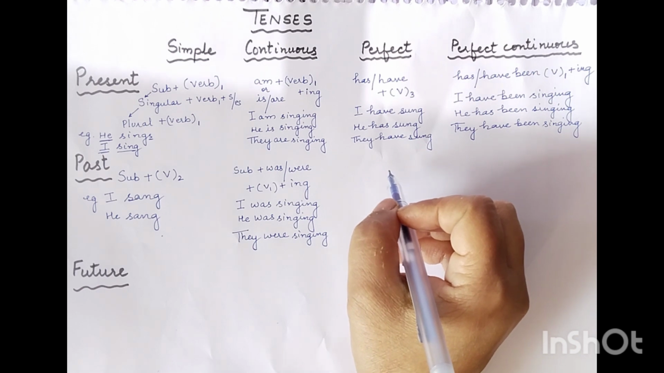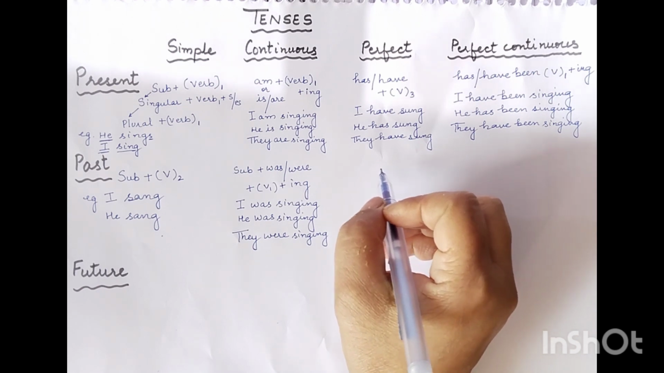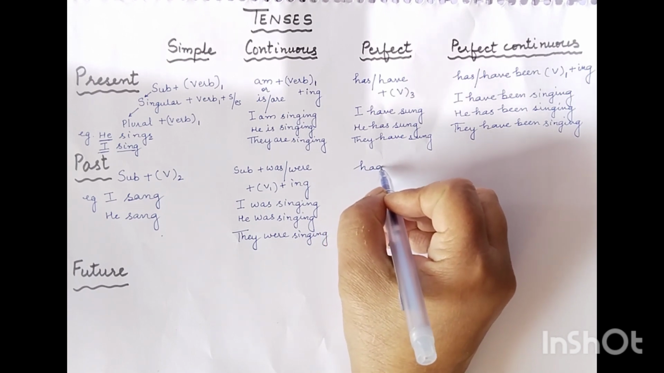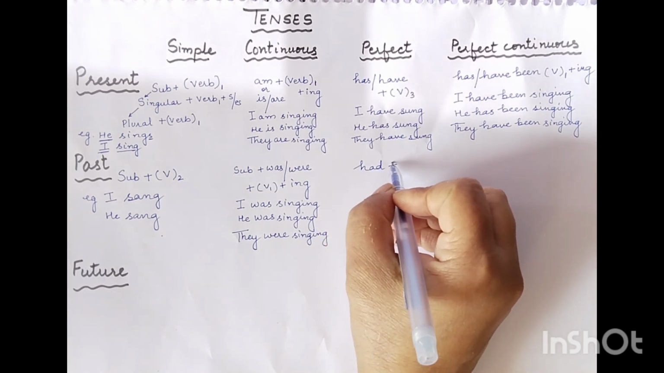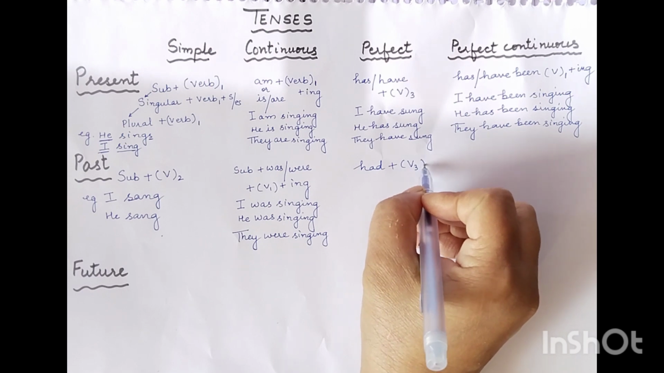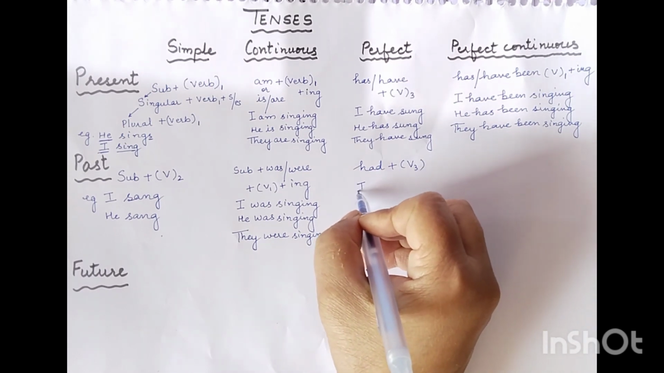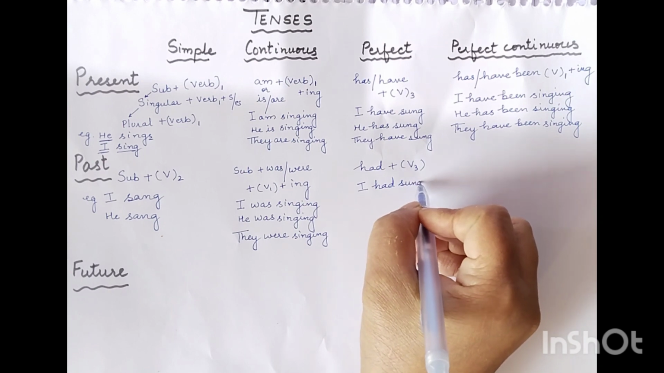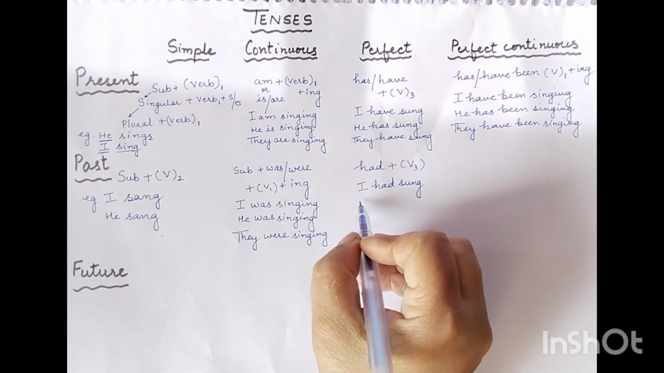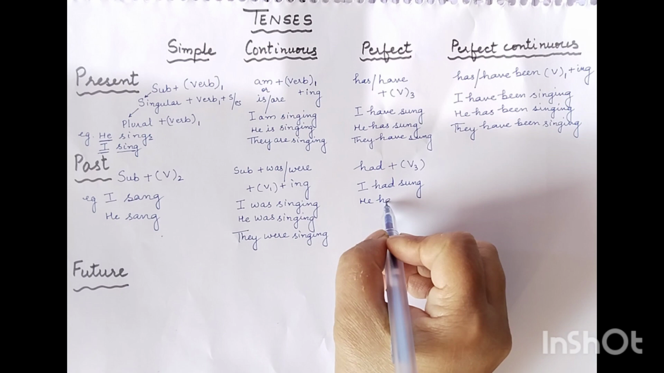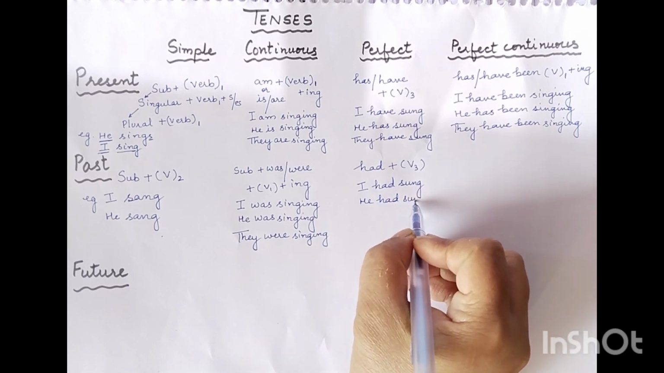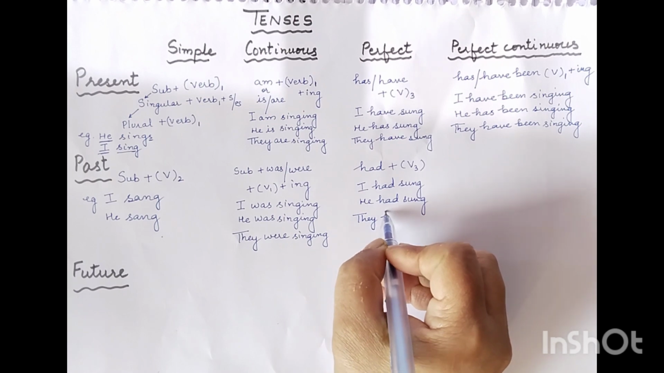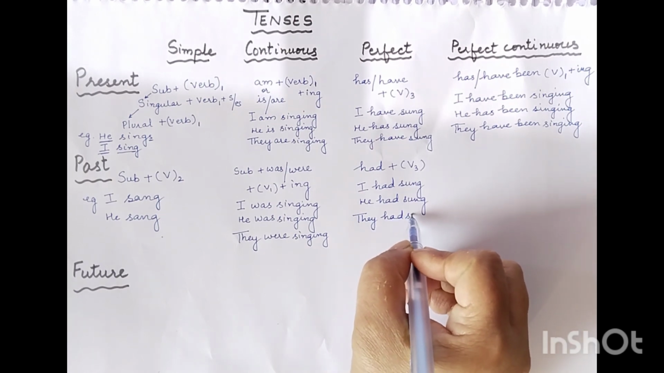Now past perfect tense. Listen carefully. In past perfect tense, had plus third form of the verb. Very simple tense. Simply remember had plus third form of verb. For example, I had sung. He had sung. They had sung. This is past perfect.